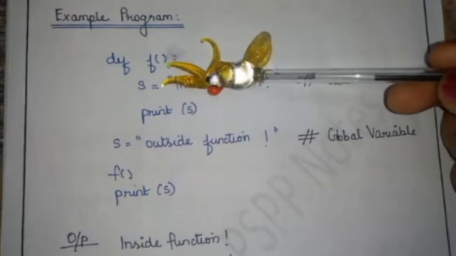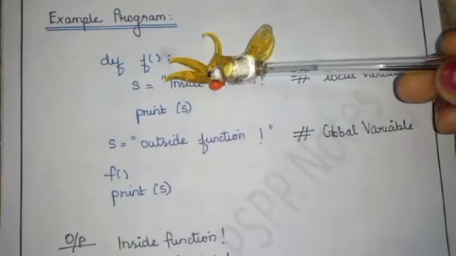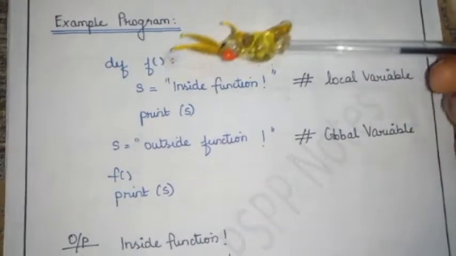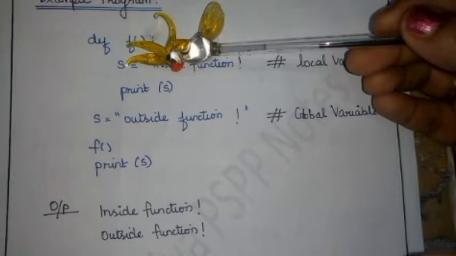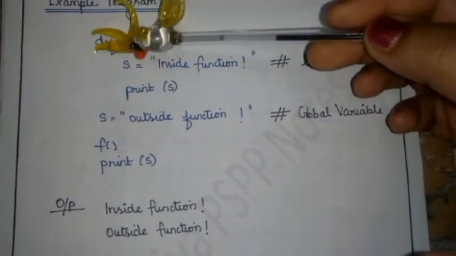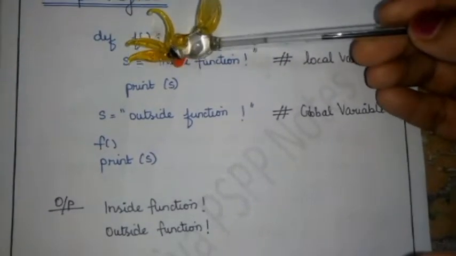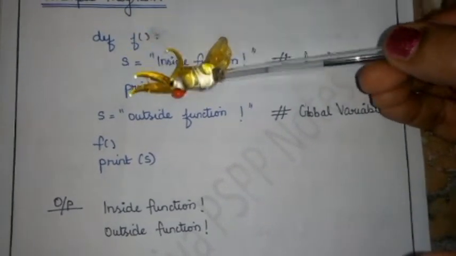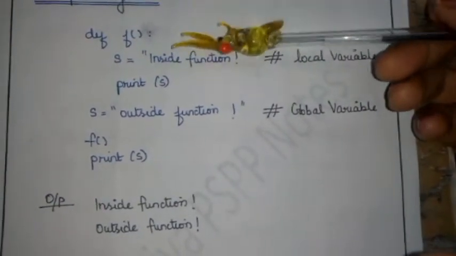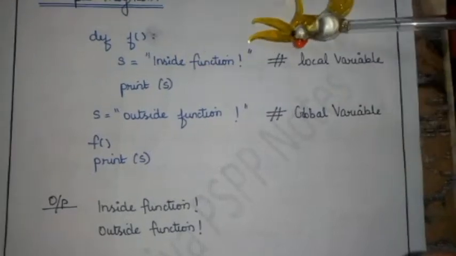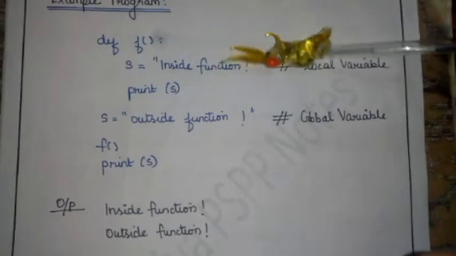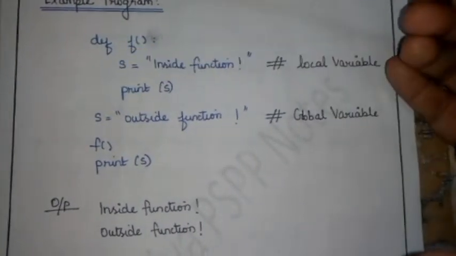Now the statements within the function have to be written leaving a tab, right? So here comes the indentation concept. The statements within the function have to be with proper indentation. The statement here is s is equal to "inside function". I'm going to declare the string and store the string in the variable s.